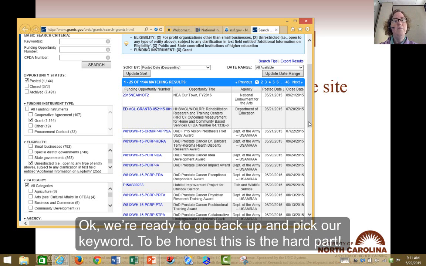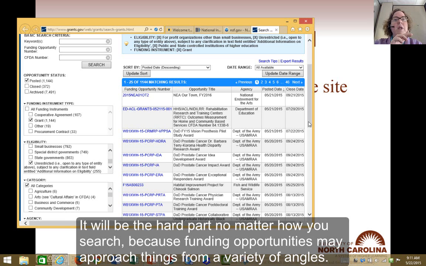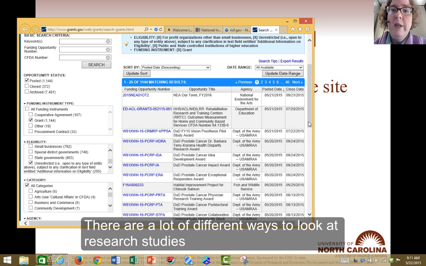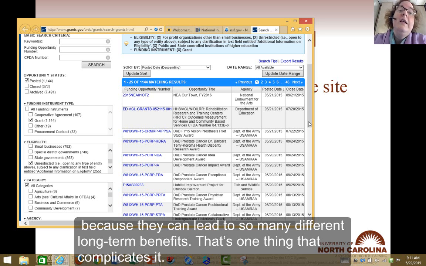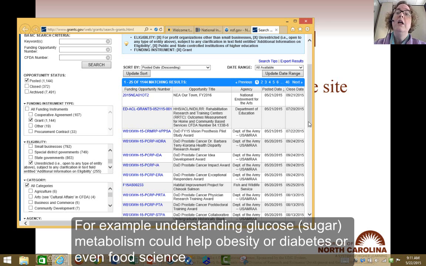Okay, we're ready to go back up and pick our keyword. To be honest, this is the hard part. It will be the hard part no matter which engine you search in, because funding opportunities may approach things from a variety of angles. There are a lot of different ways to look at research studies, because they can lead to so many different long-term outcomes. That's one thing that complicates it. For example, understanding glucose, sugar, metabolism could help obesity or diabetes, or even be relevant to food science. And so I could search for any of those three areas.